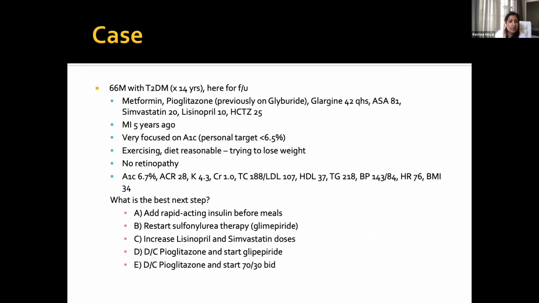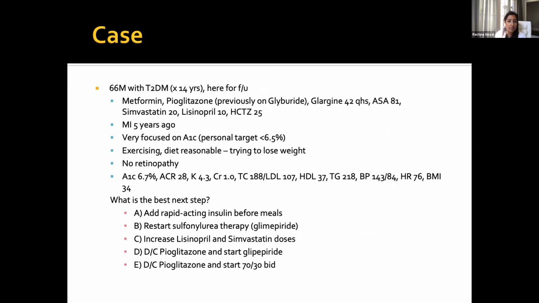Where is that? Oh, that's the microalbumin creatinine ratio. Oh, okay. I guess, and blood pressure is elevated, I would do C, increase lisinopril and simvastatin. Yeah, so I think that's the right thing, right?